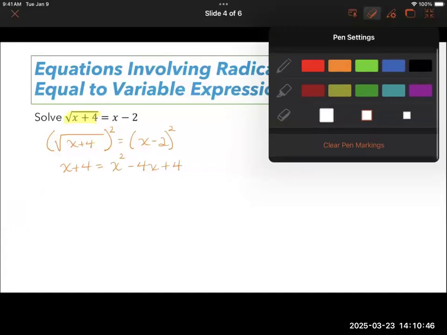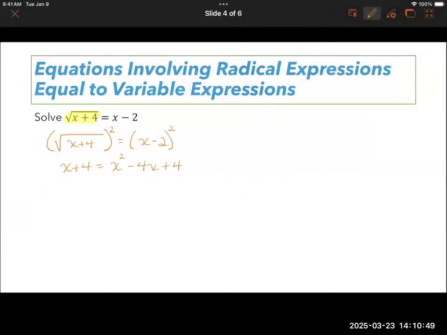Now that we have that, we don't have the radical anymore, but now we need to solve this as what looks like a quadratic equation. And we know with quadratics, we usually want to get everything over to one side of the equation equal to 0 on the other side. So I'm going to subtract x and subtract 4 from both sides. So I have 0 on the left, and then I have x squared minus 5x, and then the 4 minus 4 just gives me 0.